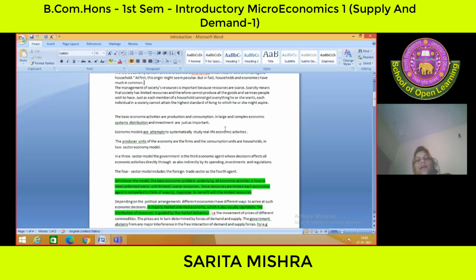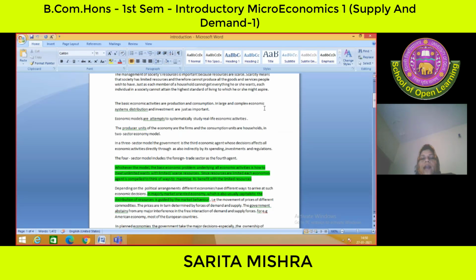Now, the basic economic activities arising from this scarcity versus limited resources are production and consumption. In a large and complex economic system, we have two more important economic activities, which we call distribution and investment. Because in large economic systems, you cannot have face-to-face exchange of goods and services, that the producer cannot directly go to the consumers who are needing his produce. Fine. So when the economy is very large and very complex, distribution itself becomes a challenging task.